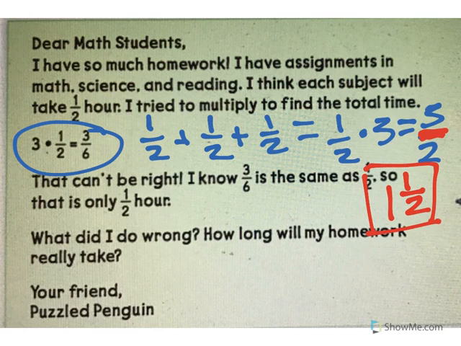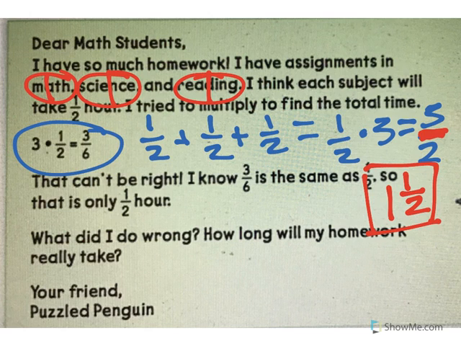Now does that make sense? Let's look back and let's see. He has math, science, and reading. 1/2 hour, 1/2 hour, 1/2 hour equals 1.5 hours. Yes, it does make sense.